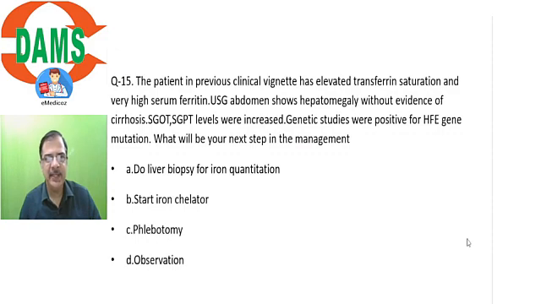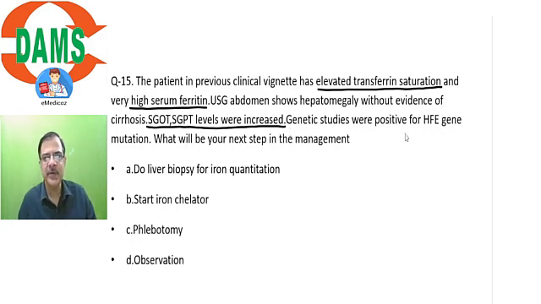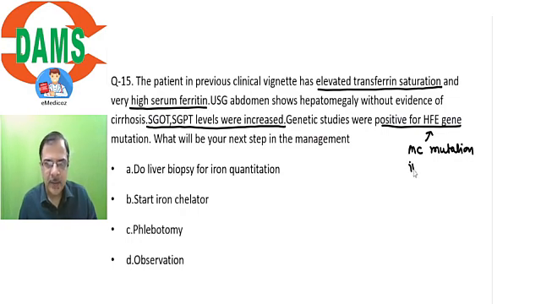the patient in the previous clinical vignette has elevated transferrin saturation, so the investigation that we thought we should do came out to be positive, and there are very high serum ferritin levels. Ultrasound abdomen shows hepatomegaly without evidence of cirrhosis. SGOT and SGPT levels were increased. Genetic studies were positive for the HFE gene. HFE gene is the most common mutation in primary hemochromatosis. Hepatitis B: no role of antivirals, that will be in chronic conditions.